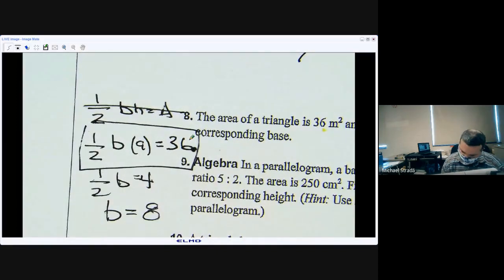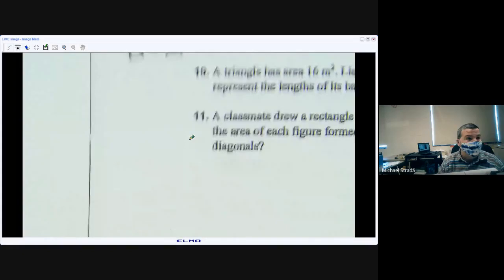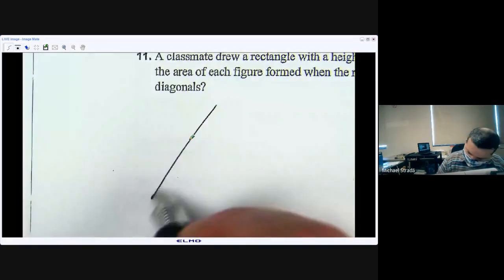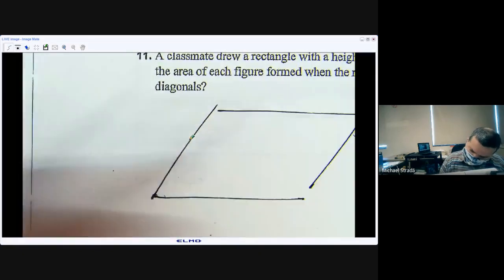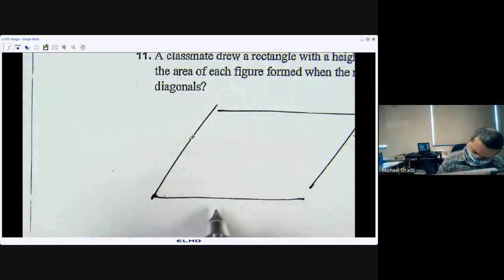All right. Now, number 9, in a parallelogram. Well, it makes sense I draw myself a parallelogram. It says the base and the corresponding height are in the ratio of 5 to 2.